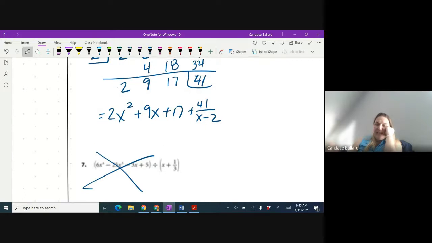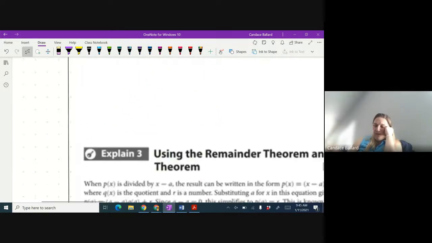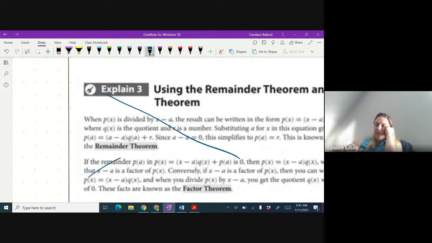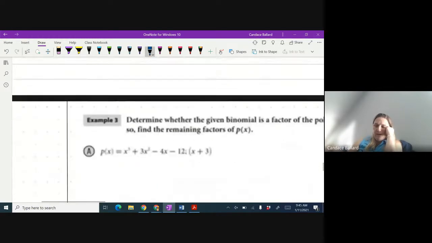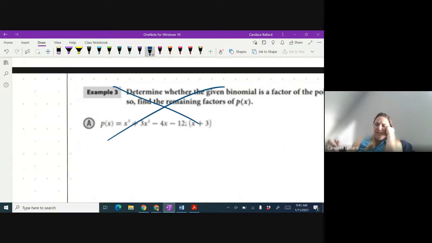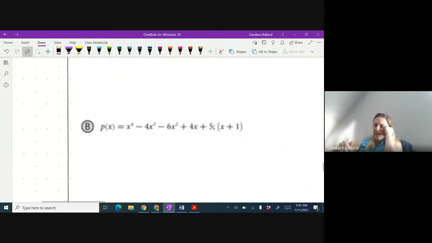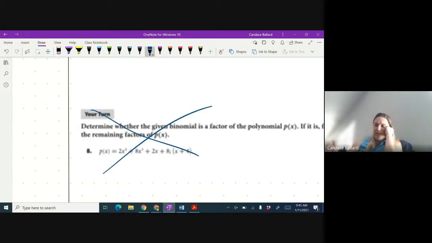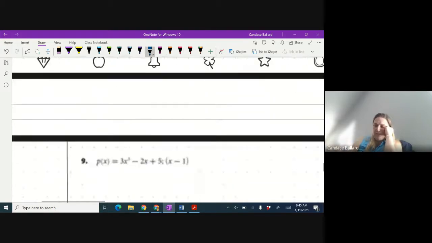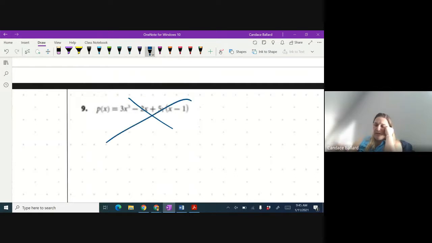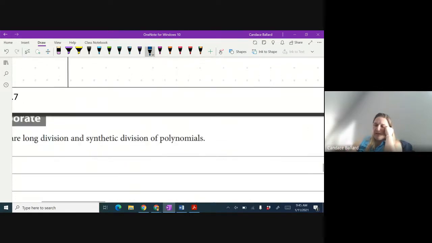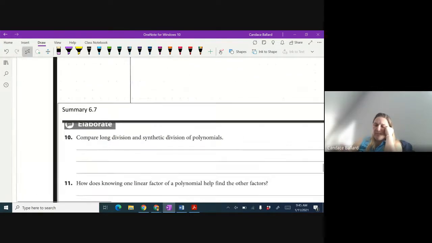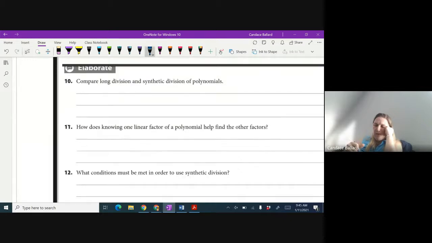Okay, in addition, I'm going to start crossing stuff out. We are going to get rid of all of explain 3. I'm not going to worry about remainder theorem and factor theorem. As it is, synthetic division is kind of a nice to know, but I like the shortcut. I think it's interesting to see something that does something a little bit different. I'm sorry, I know I'm killing trees right now. Okay, so you're down on elaborate. We're going to get rid of 11. The other ones you should be able to answer.